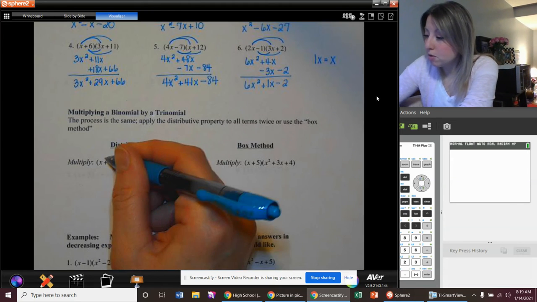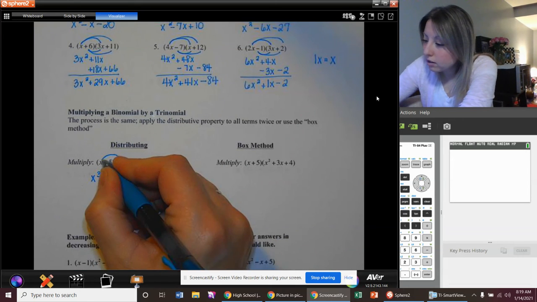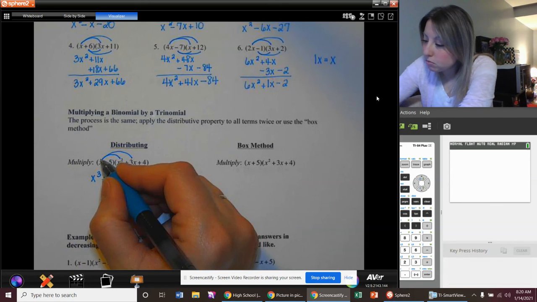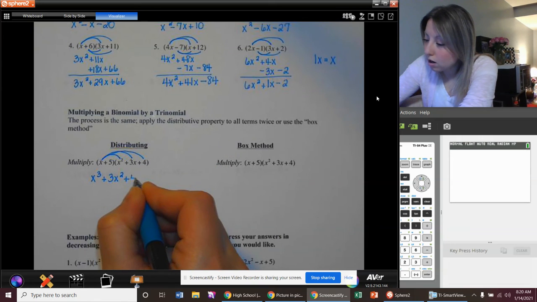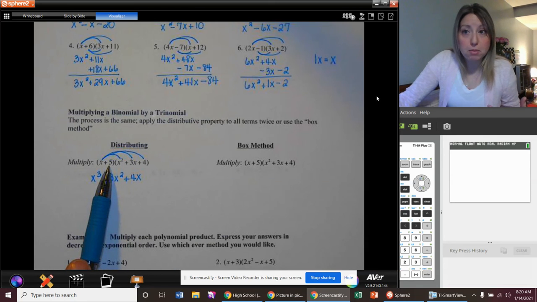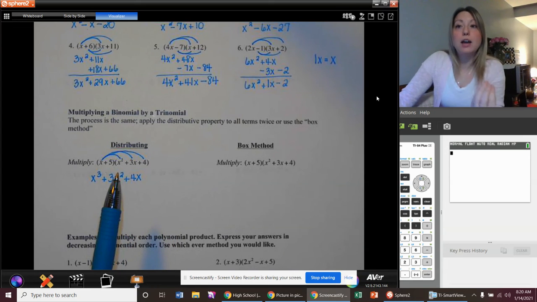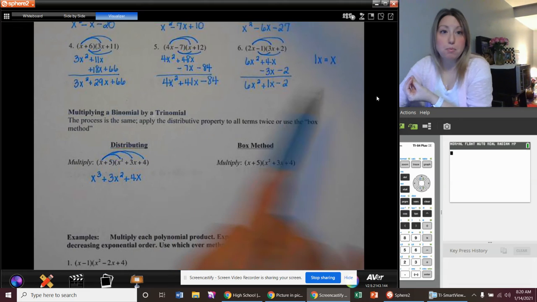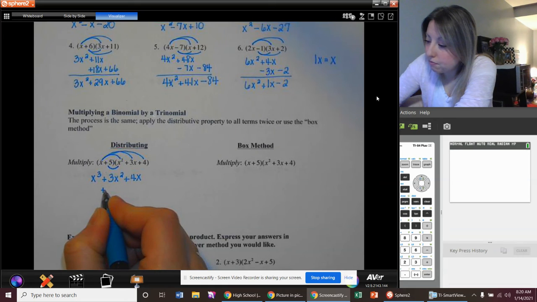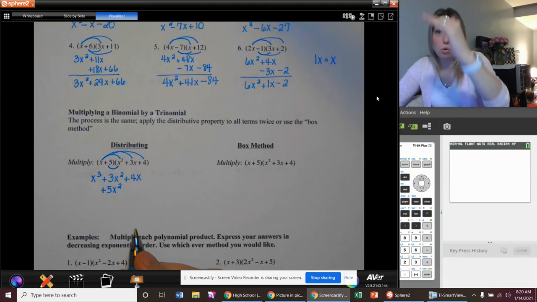Start with the first term and distribute it throughout. X times x squared is x cubed. X times 3x is positive 3x squared. X times 4 is positive 4x. Now I'm going to distribute this back term here by everything back here. But as I go, I'm going to line up like terms vertically, just like I did up here. So 5 times x squared is a positive 5x squared. And notice I put that right under 3x squared because those are like terms.